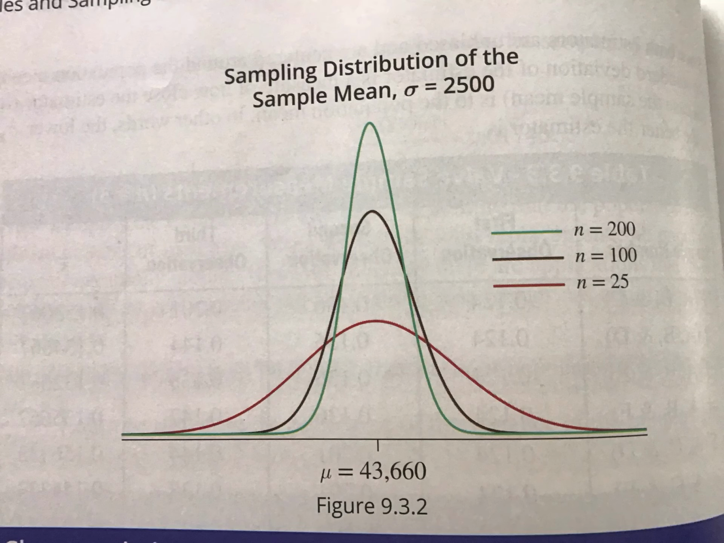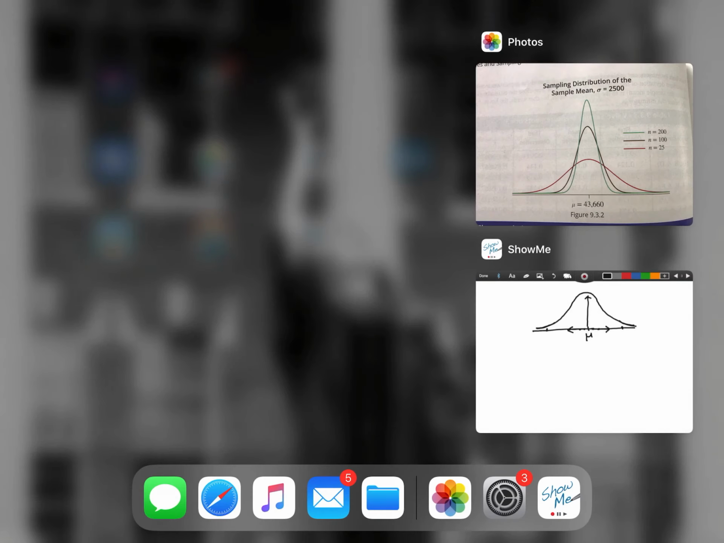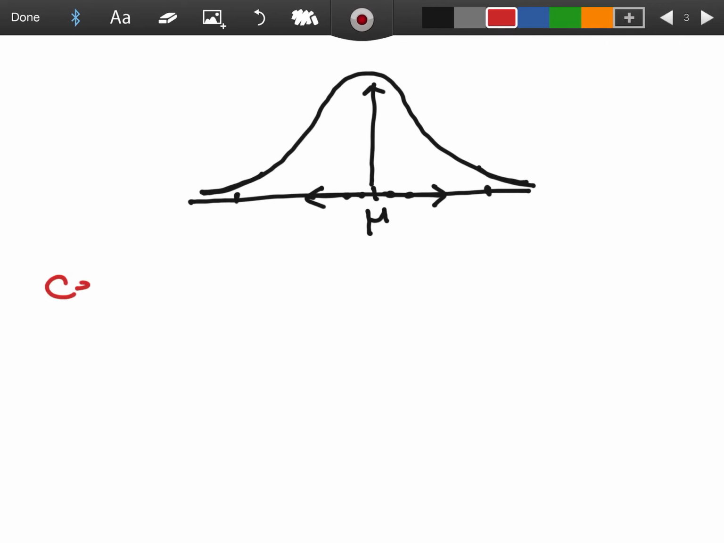But the greater the amount of things that I take in my sample, so in this case they had n equal to 200, I've got more things in my sample and I end up with more of my sample means landing much closer to the mean, okay? So this is just an example where you can see in this picture that the larger the sample you take, the more of the sample means land closer to that population mean. And you end up with this normal distribution of your sample means. Okay. So this takes us to the central limit theorem.